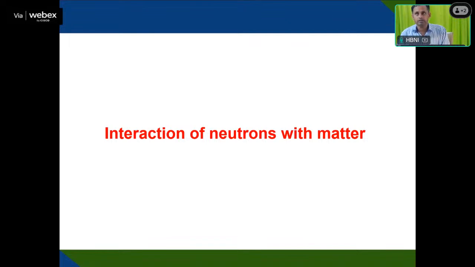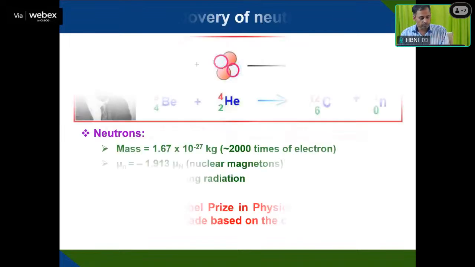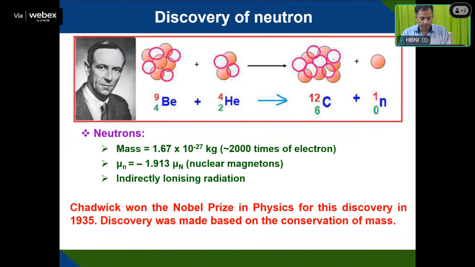So next we will discuss the interaction of neutron with matter. Here we'll take a 2-3 minute break, and then we'll start how neutron interacts with matter.